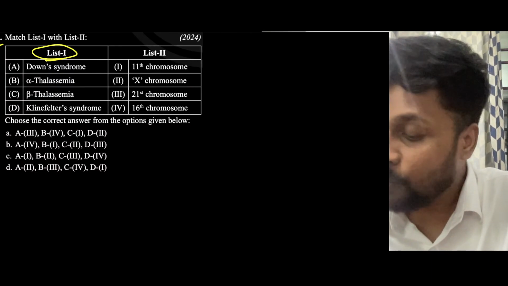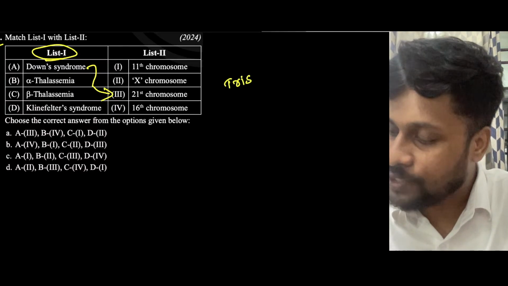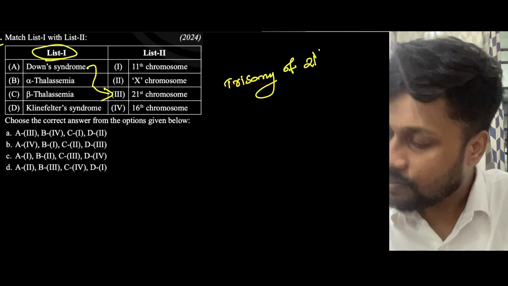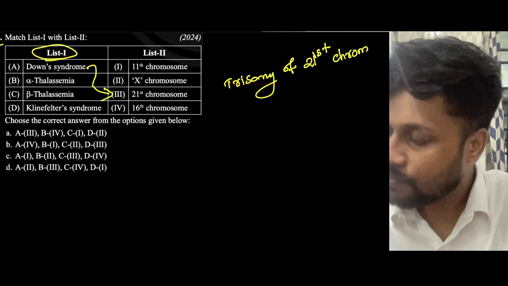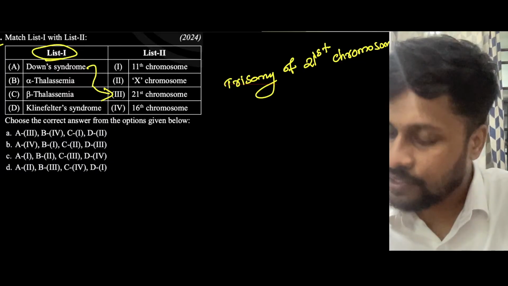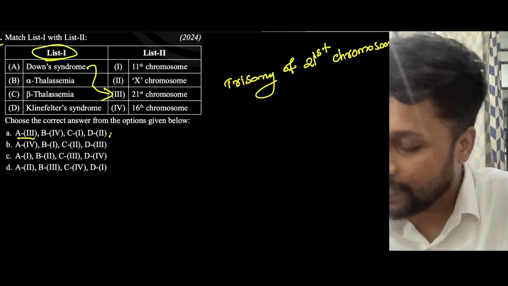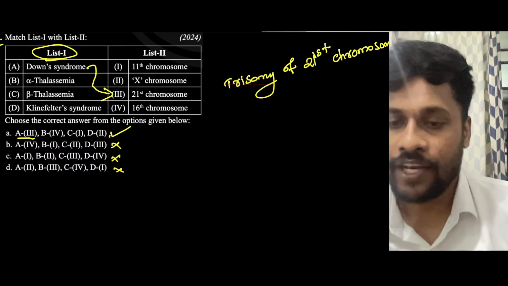You know, Down syndrome is due to what? Trisomy of the 21st chromosome. Hence, we can connect A with 3. If we connect A with 3, yes, we are getting the answer. We are lucky, we are getting the answer. Yeah, very good, very good.